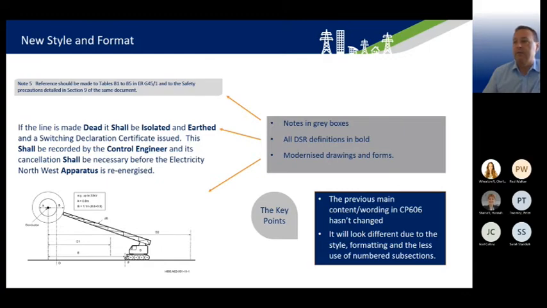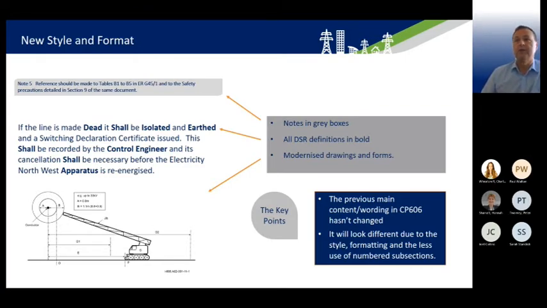You'll see that all the distribution definitions are in bold, so they're capitalised in bold, as they are in the distribution safety rules. And then we've added modernised drawings and forms, so they've all been updated into a new modern standard. So just to stress, in the majority, 606 hasn't changed really. The wording and content is the same, but obviously the formatting, how it looks, and the numbering and the subsections have changed. So principally it's the same information, but with more at the front end in terms of what the procedures are, and the safety information. So that's the main sort of changes.